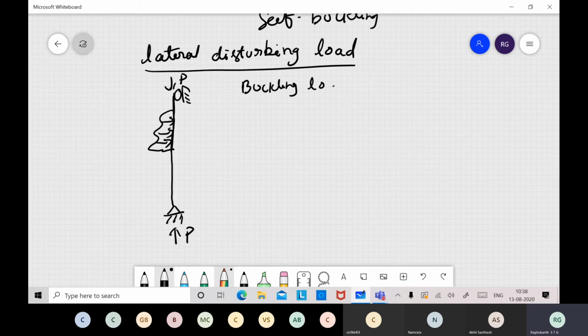You followed? Somebody asked about wind pressure, or it can be anything like this for a tall building. So how do we calculate the buckling loads for this kind of cases?